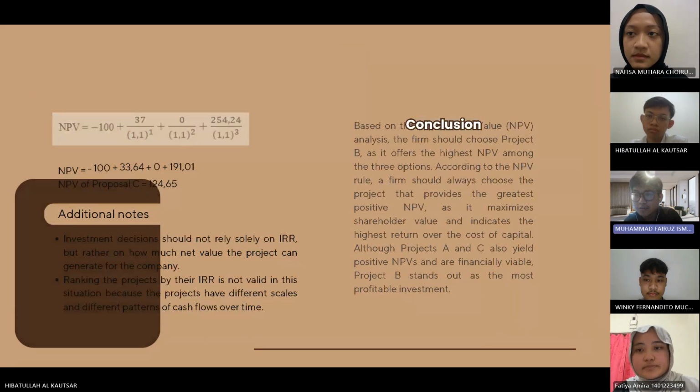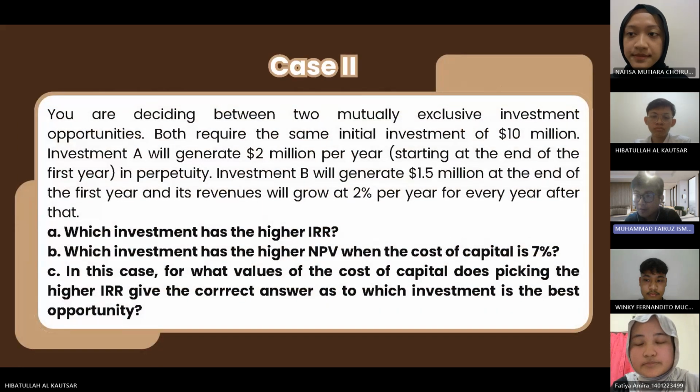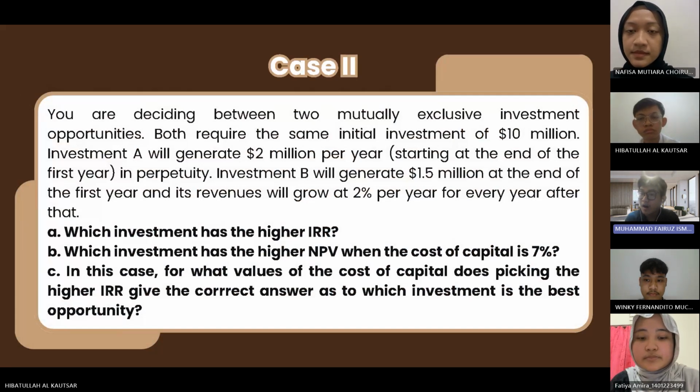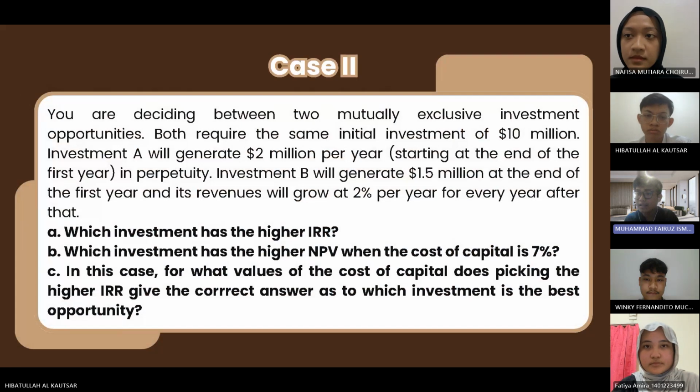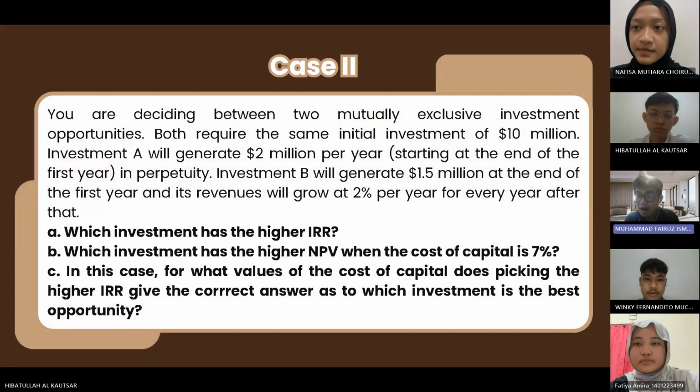Okay, so now let's move on to the second case, which I will read to you. You are deciding between two mutually exclusive investment opportunities. Each requires an initial investment of $10 million. Investment A will generate $2 million per year, starting at the end of the first year, in perpetuity. Investment B will generate $1.5 million at the end of the first year, and its revenues will grow at 2% per year for every year after that.